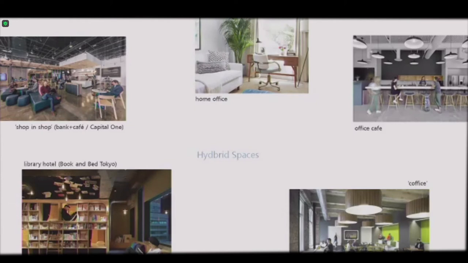And the picture on the bottom left is a library hotel in Tokyo. It's a place called Book and Bed, B&B. It's probably a parody of Airbnb, Bed and Breakfast, but it's Book and Bed. And coffee. I mean, a lot of people choose to work in cafes instead of offices.